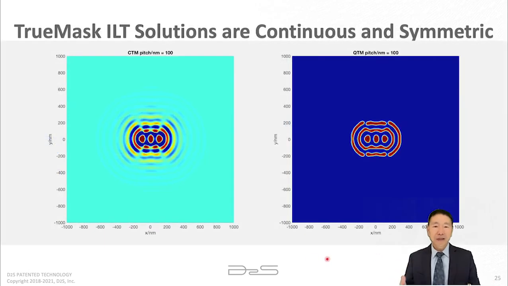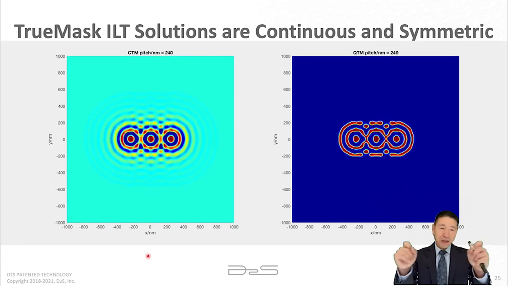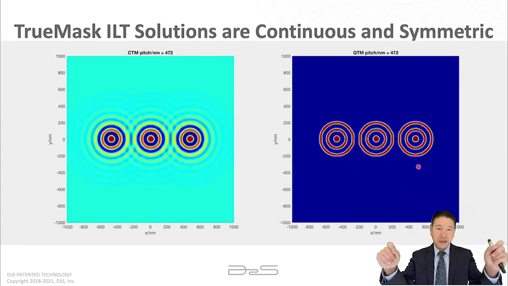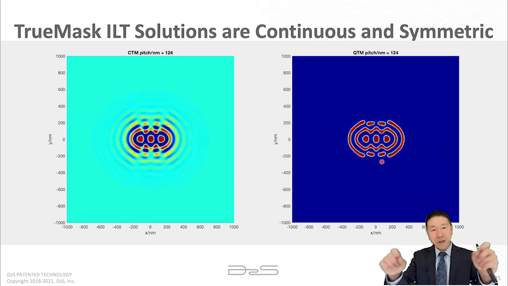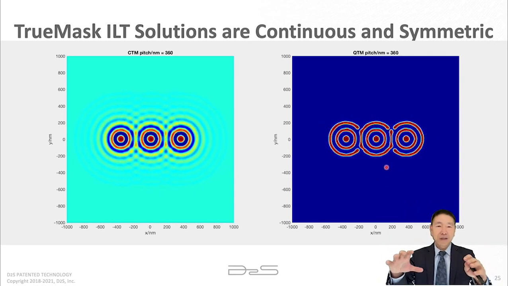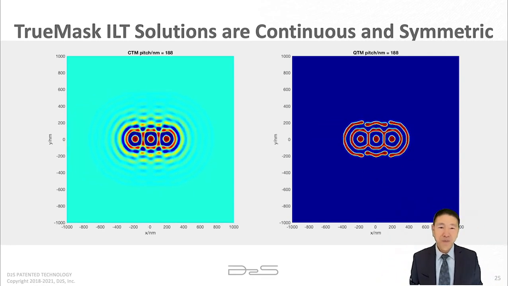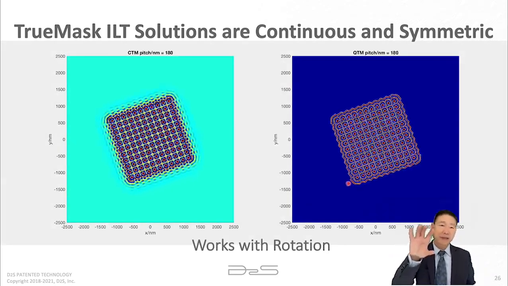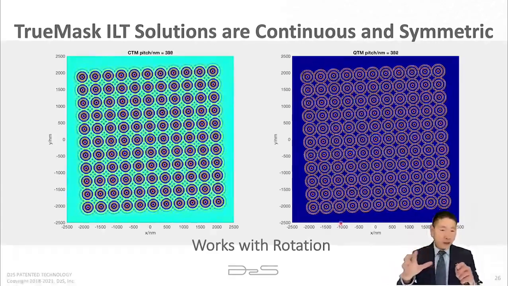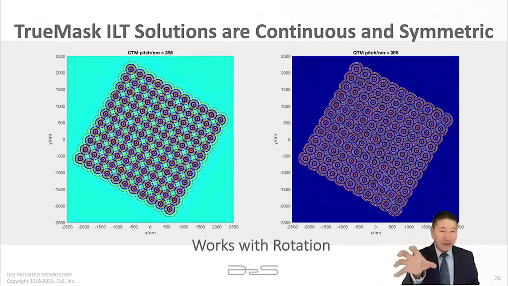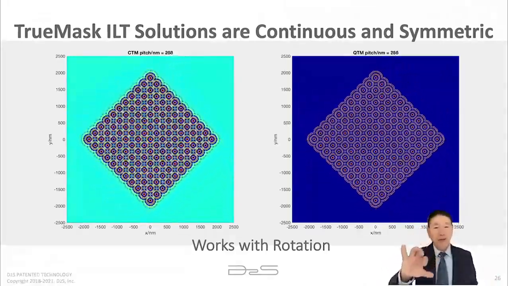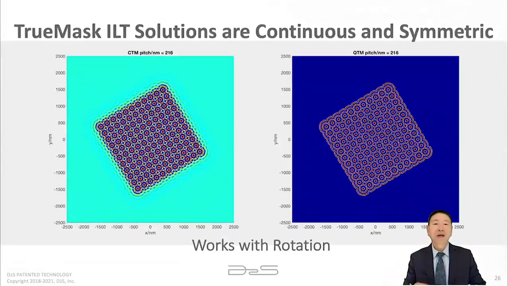So here I use a D2S solution to show you what those mean. First, let's look at whether the solution is continuous and symmetric. Here we have 3 contacts. We change the pitch of those 3 contacts. They are symmetric configurations. As you see, when the pitch gradually increases, the ILT solutions are symmetric and continuous. For the second example, we use this array. And here we not only change the pitch, but also rotate them. So this is very challenging. But you can see this D2S solution is continuous and symmetric all around.